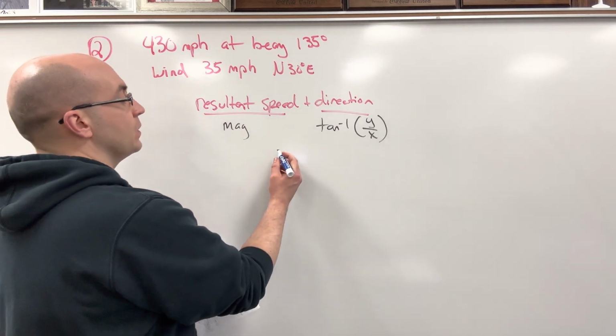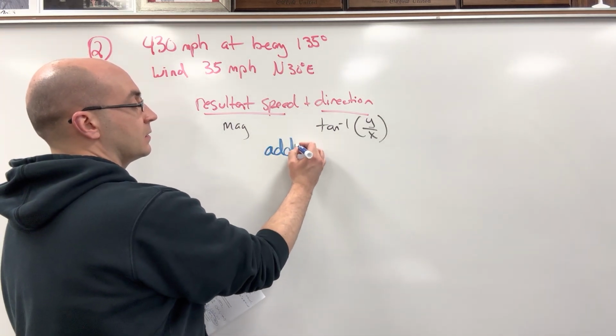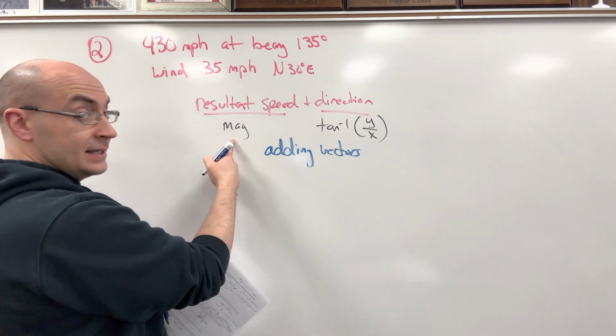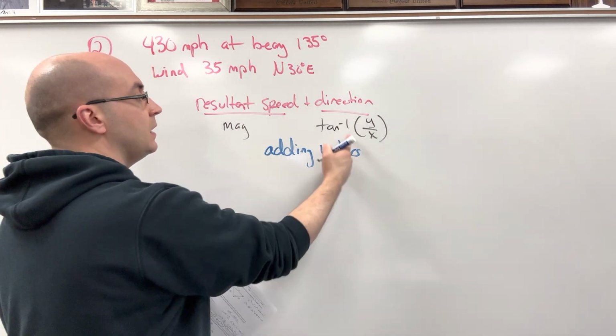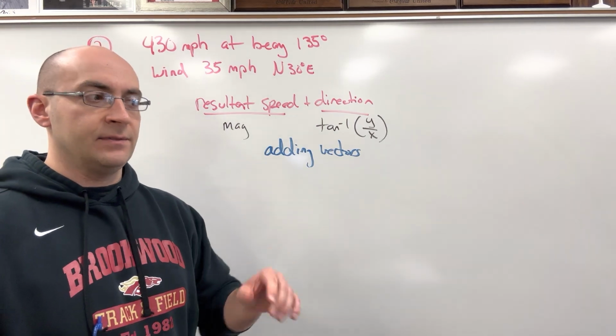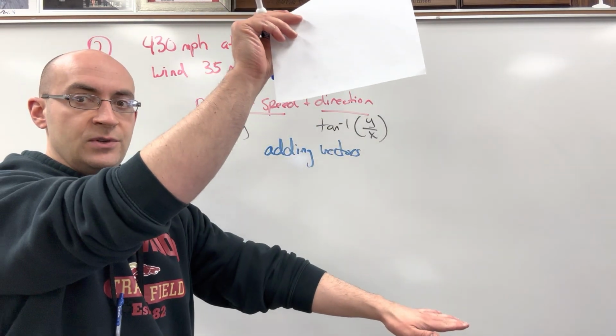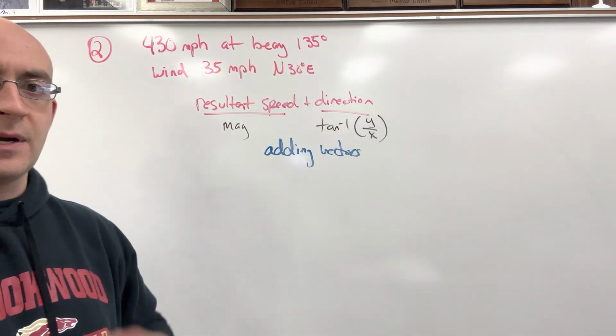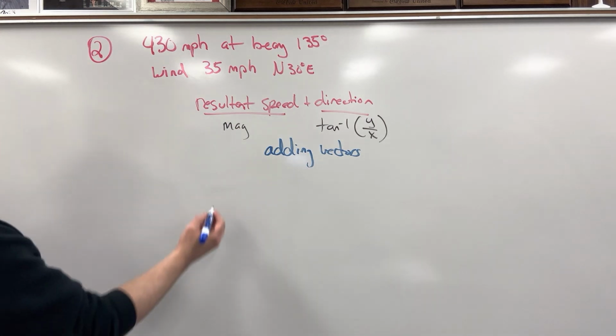So what are we doing here? We are adding vectors. And then we are going to find the magnitude of that final vector and the inverse tangent of that final vector. So this is what happens when we have a bearing and we have 2 vectors, like one being wind speed and one being the speed of the airplane, we're just going to add them together. So let's draw some pictures, right?